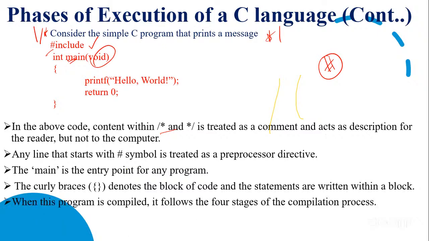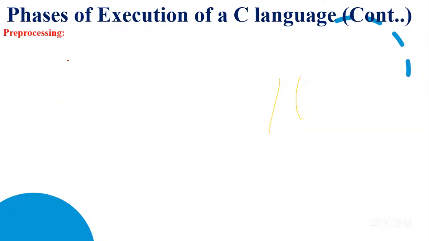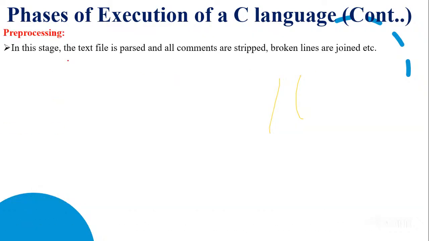And next, the program is compiled. So what will be done in the compilation process? Pre-processing. When we compile this program, the four phases we have discussed now are pre-processing, compilation, assembly, and linking. What will be done in the pre-processing stage?